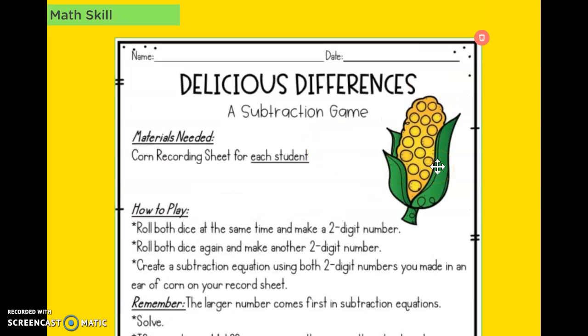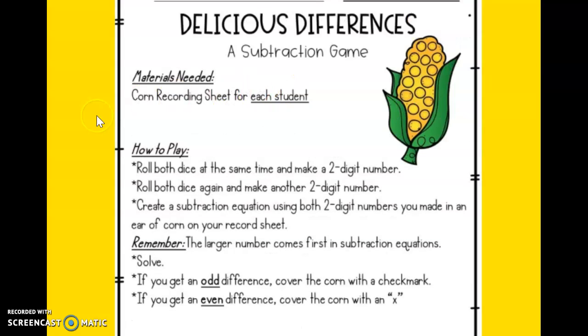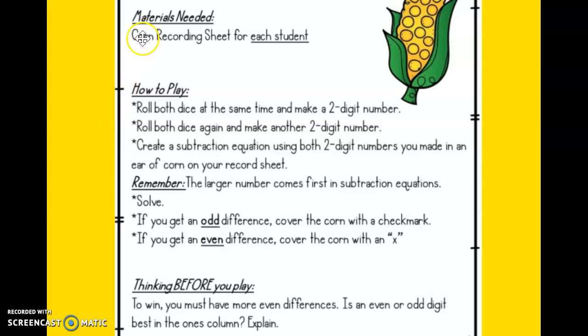So let me describe what we are going to do. The recording sheet is going to be on the following pages. You play by rolling dice. If you have dice at home, you can use those. If you don't, I have a virtual one on here, and I'll show you how to use it. You roll the dice to make a 2-digit number. That means you have a ones place and a tens place. Then you create a subtraction equation using both of those numbers, and then you solve them.